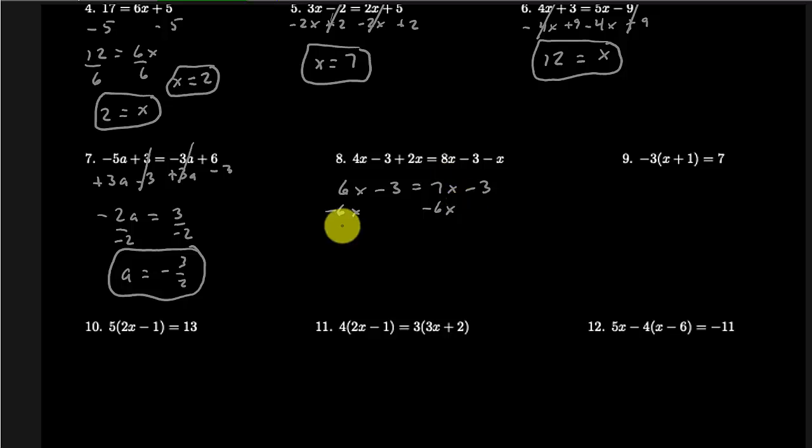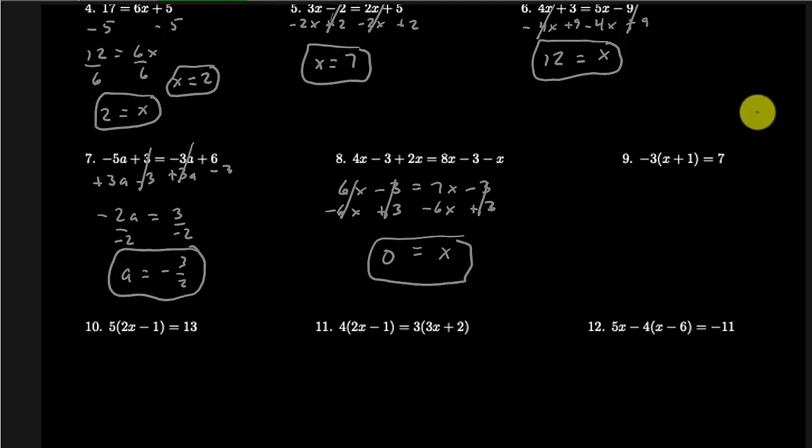We could subtract 7x, but that'll leave us with a negative in front of the x, and then we would have to have that extra step. So we subtract 6x, and then we are going to add 3 to both sides. All right, and so let's see, the 3's go out here, the 3's go out here, the 6's go out here, and so we're left with x is equal to 0. And this is your answer.